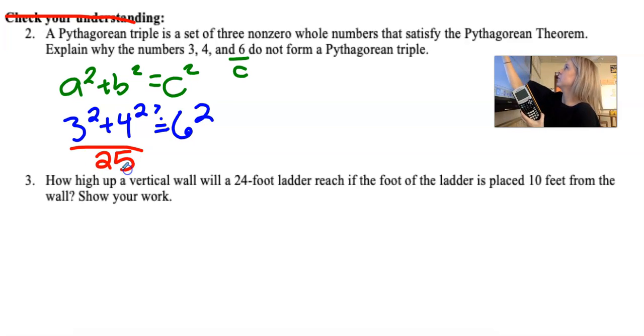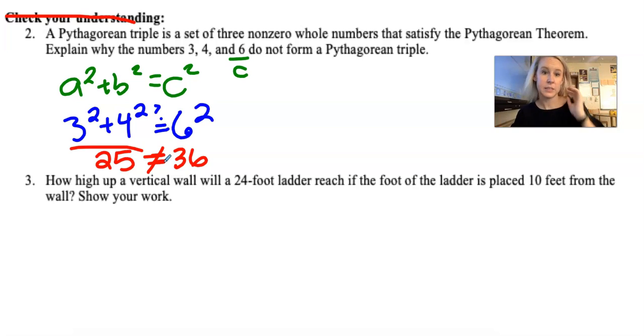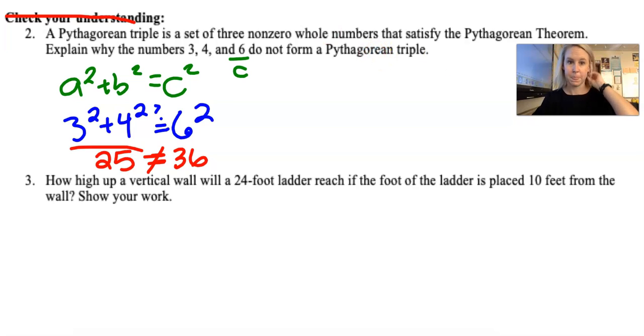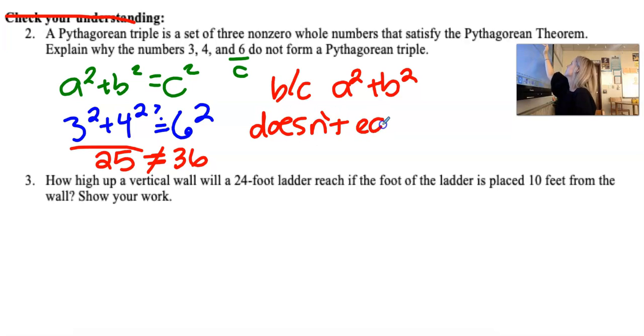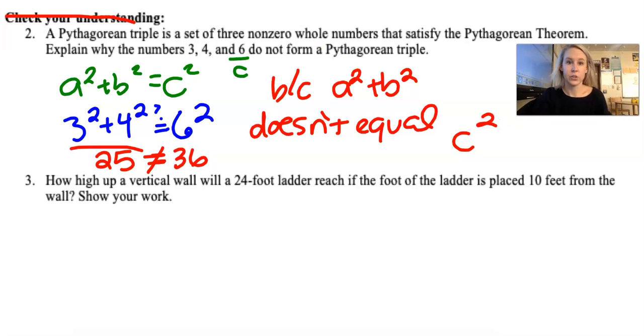So does 25 equal 6 squared? 6 squared is 36. So those definitely are not equal. So I'm going to draw a diagonal line through that for the not equal symbol. So they're not equal. That means it doesn't satisfy the Pythagorean theorem, so it is not a Pythagorean triple. Explain why: because a squared plus b squared doesn't equal c squared. If it did equal and you got 25 equals 25, then it would work out.